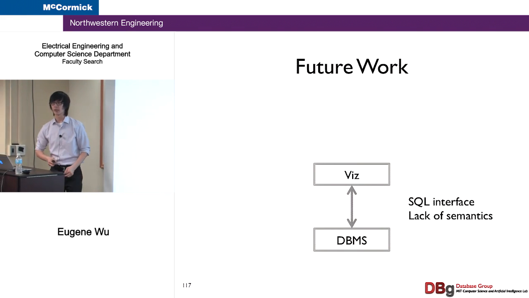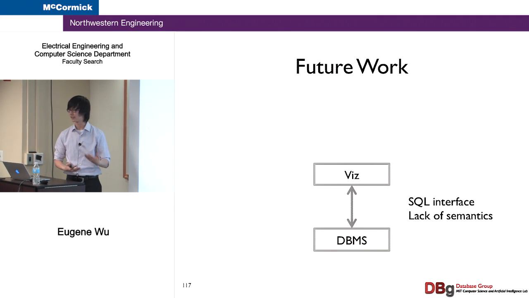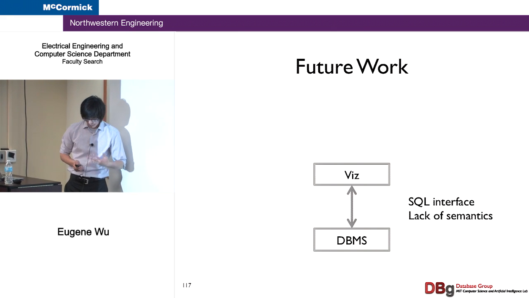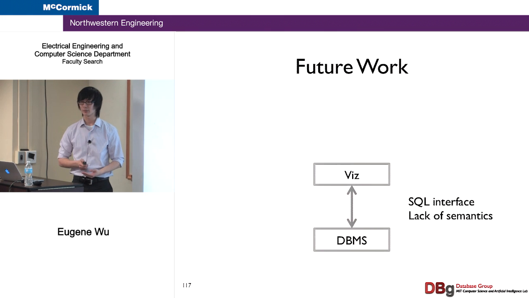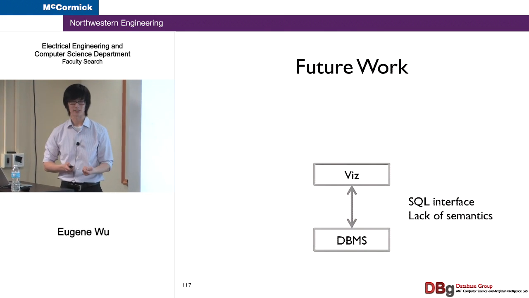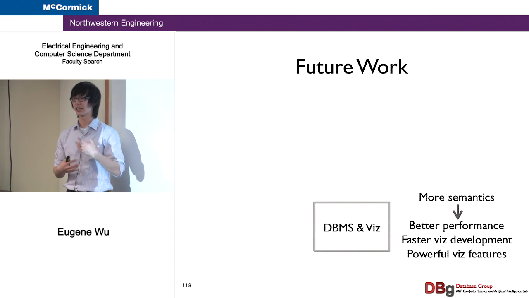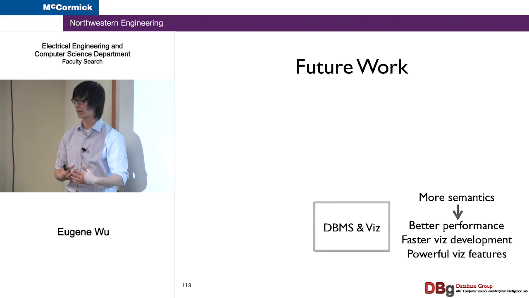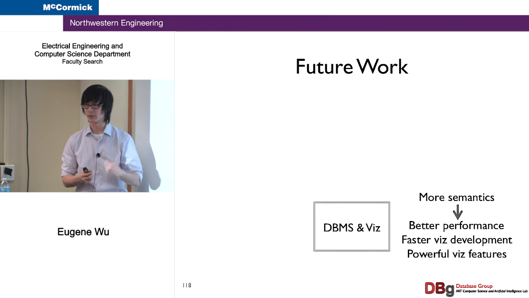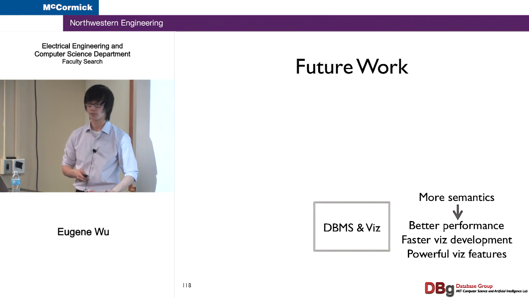In the database side, we also have a lack of semantics for doing optimizations across the entire stack. And this is bad because the main trick that database people play is by understanding semantics of the operators, we can then exploit them in some way, right? And so if we can somehow encapsulate the visualization level semantics into the data management system, then we should be able to get better performance, faster development for creating visualizations, as well as more powerful visualization features.